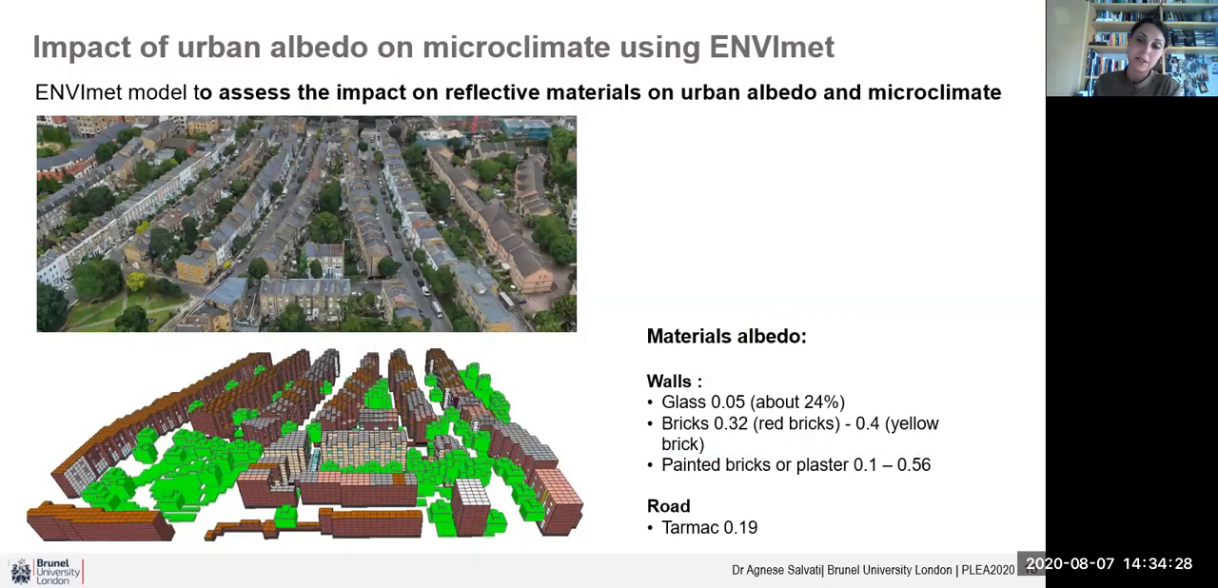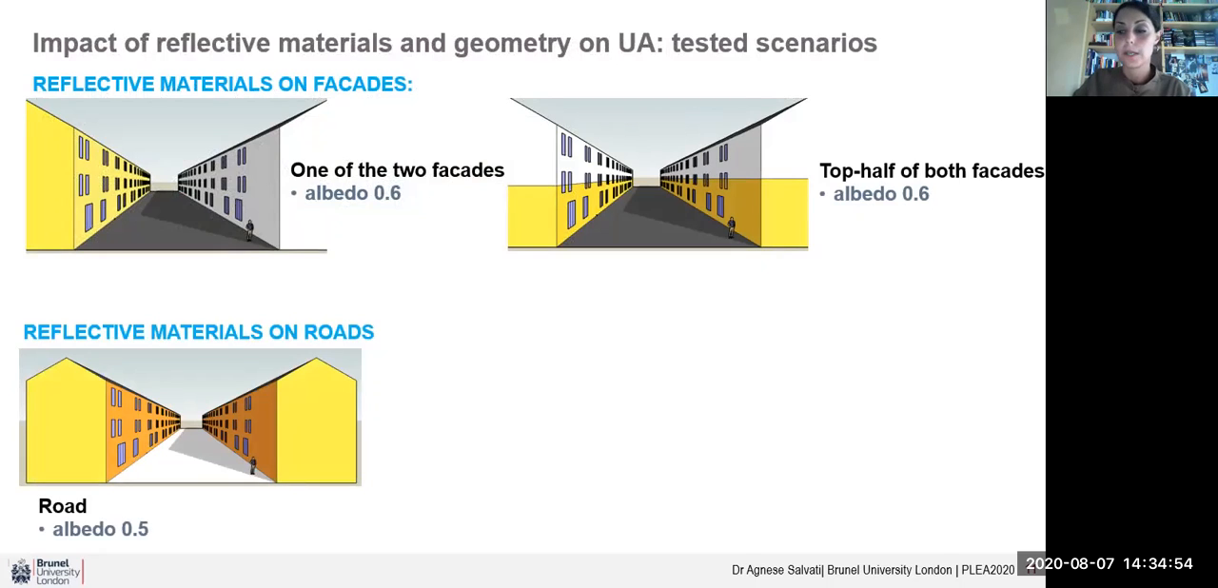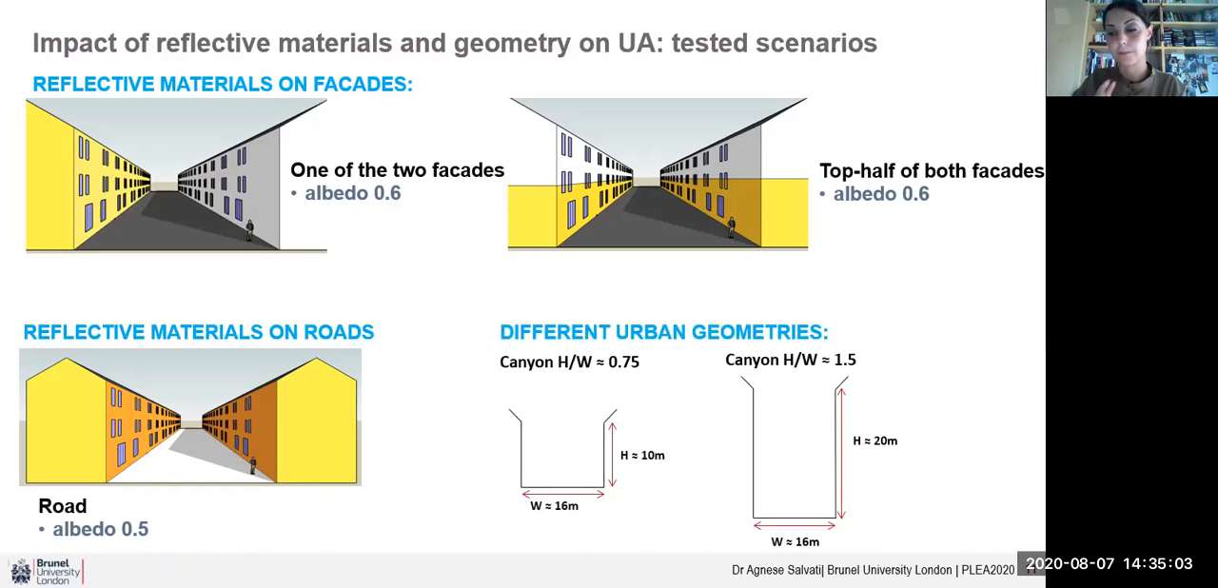We developed a more detailed ENVI-met model to perform this assessment, and we tested different strategies. One strategy was applying reflective material to the facades in different ways: only to one of the two facades, or to both facades, but only on the top half part of the facades themselves. Also, we tested the impact of reflective materials on roads, and we simulated these strategies for different urban geometries.